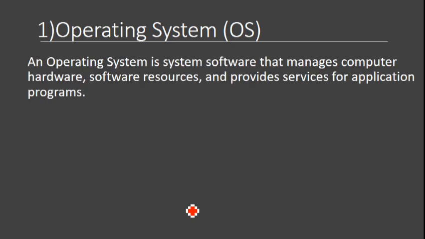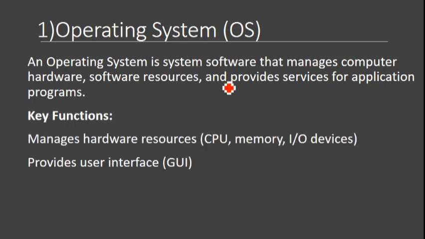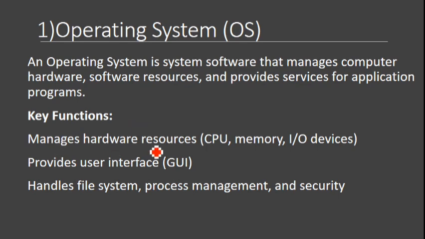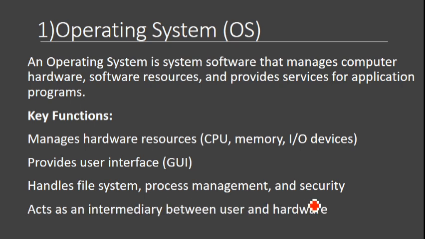First, I'll discuss the operating system. An operating system is an interface between user and computer hardware. The key functions of an operating system are: it manages hardware resources like CPU, memory, and IO devices; provides a user interface, nothing but a graphical user interface. Now I'm interacting with the mouse, which is an example of a graphical user interface; and handles file system operations, process management operations, and security operations.